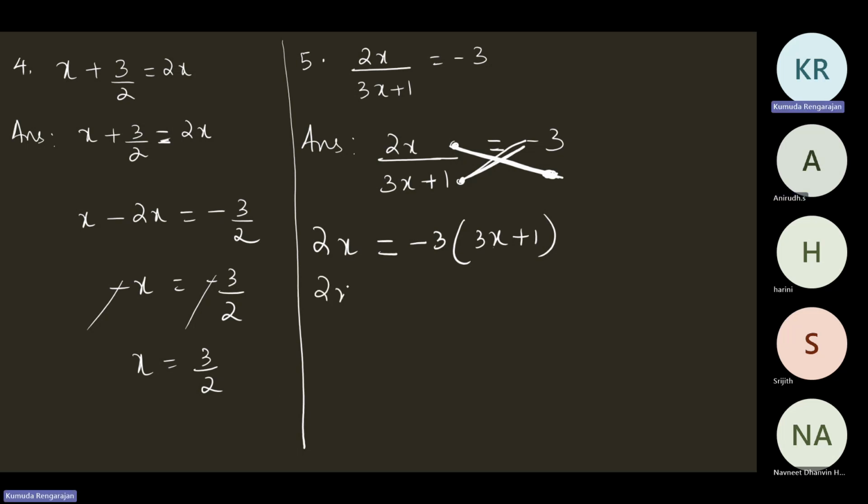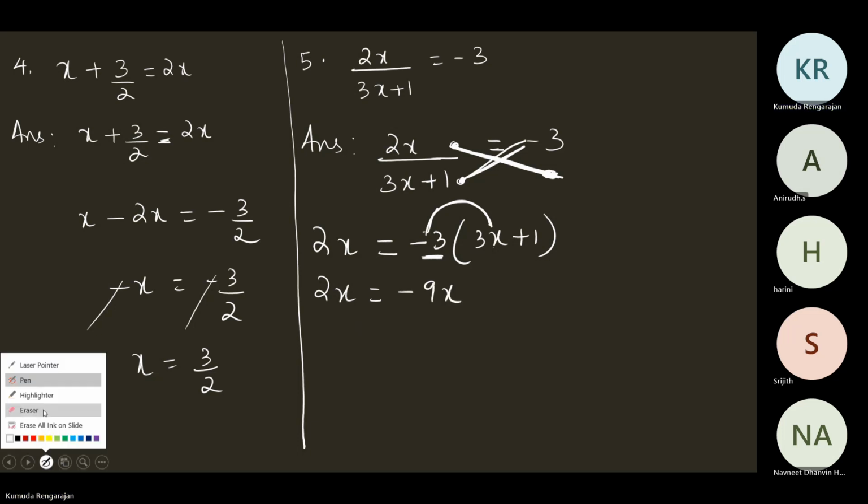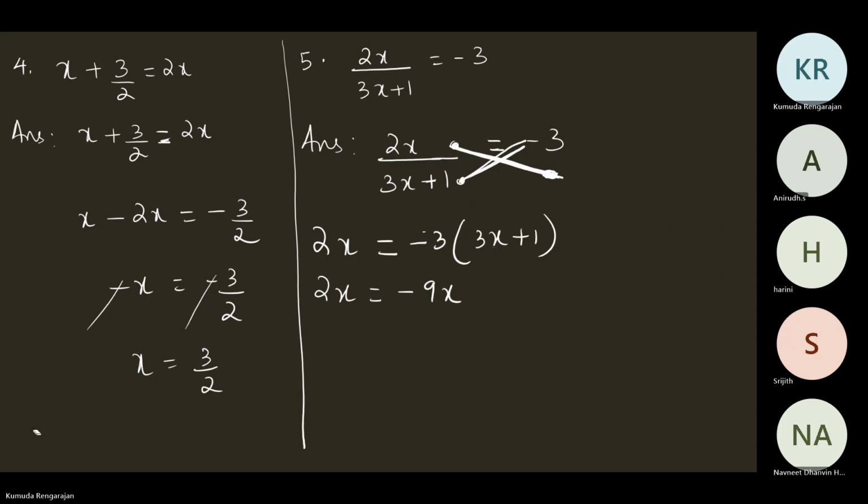Next, 2x as it is equal to, now how do we multiply? Multiply this minus 3 with every term inside the bracket. Inside the bracket, there are 2 terms. So minus 3 into 3x, minus 9x. Minus 3 into plus 1. Minus into plus, minus. 3 into 1, 3.